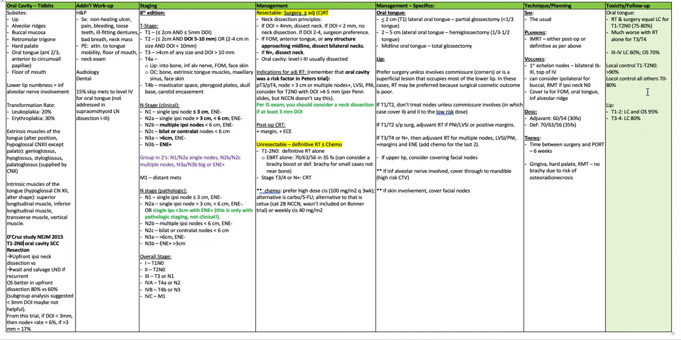Lip cancers T1 to T2, local control and overall survival are 95%. T3 to T4, local control is 80%.